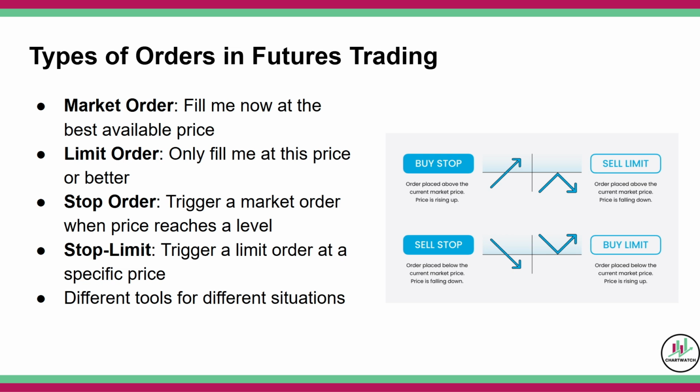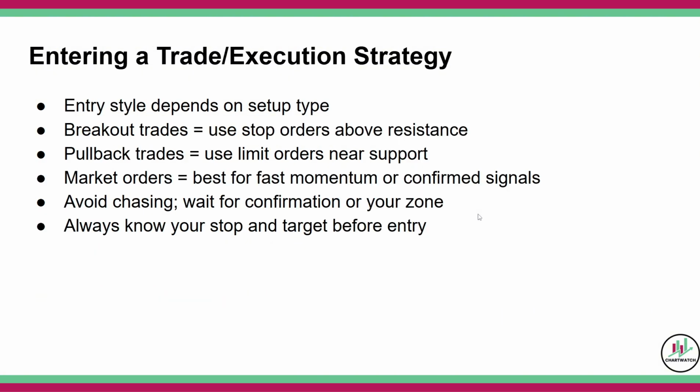Obviously, every order has its own trade-offs. For instance, market: fast but less control. Limit is precise but uncertain. Stop is reactive. And then stop limit is controlled but slower. And the key is using the right tool for the right job, which we'll talk about in the next slides.